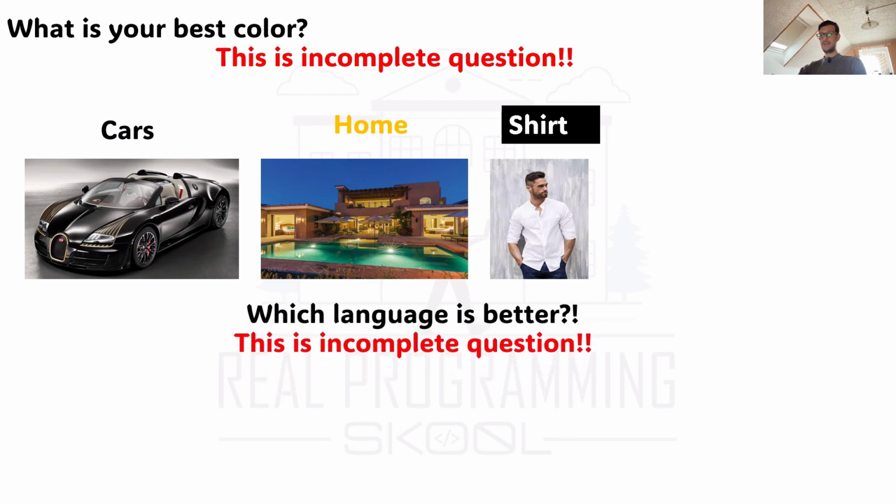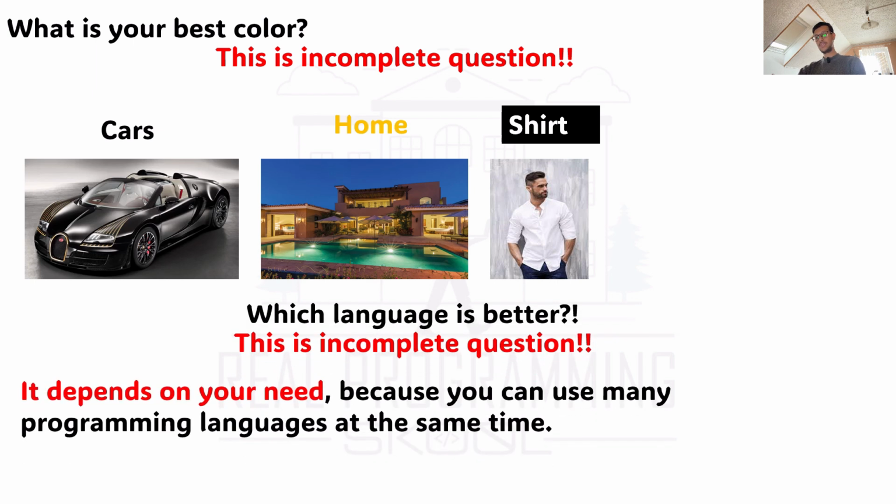Which language is better? This is an incomplete question, as we said, because it depends on your need, because you can use many programming languages at the same time. As we said, Meta's Facebook, WhatsApp, and Instagram applications, and operating systems like Windows and Mac OS, and all these huge applications around us that we use every day, were built using different programming languages. Each part of these applications was built in a different programming language.